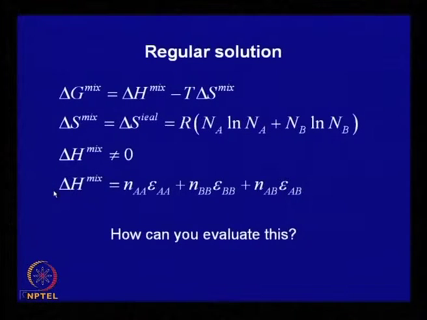In a solid there is a bond. If it is a binary solution of A and B, there will be AA type of bond, some BB type of bond, and some AB type of bond. And enthalpy of mixing is equal to the total bond energy, where NAA represents the number of AA bonds, and this is the energy of each AA bond. So this is how you can write the enthalpy of mixing. Now, how is it possible to calculate this theoretically? Let us see how this is done.